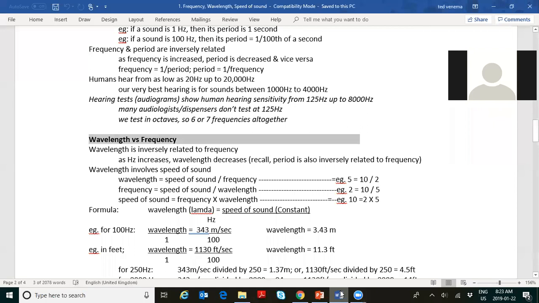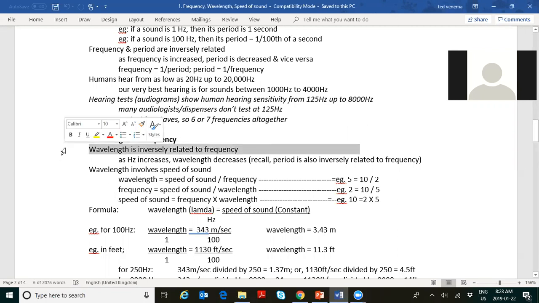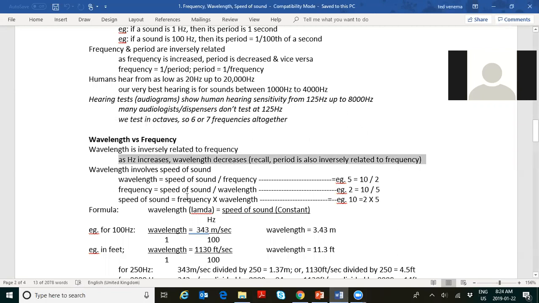Now let's look at wavelength. You can calculate wavelength in terms of feet, inches, or in metric. So we'll just look at it. Wavelength versus frequency. Just like period, wavelength is inversely related to frequency. As the frequency goes up, the wavelength gets shorter.